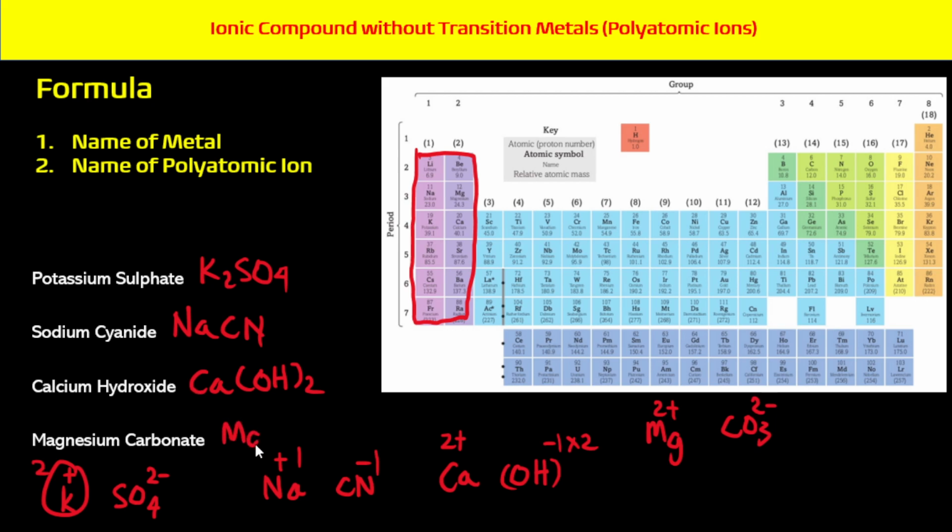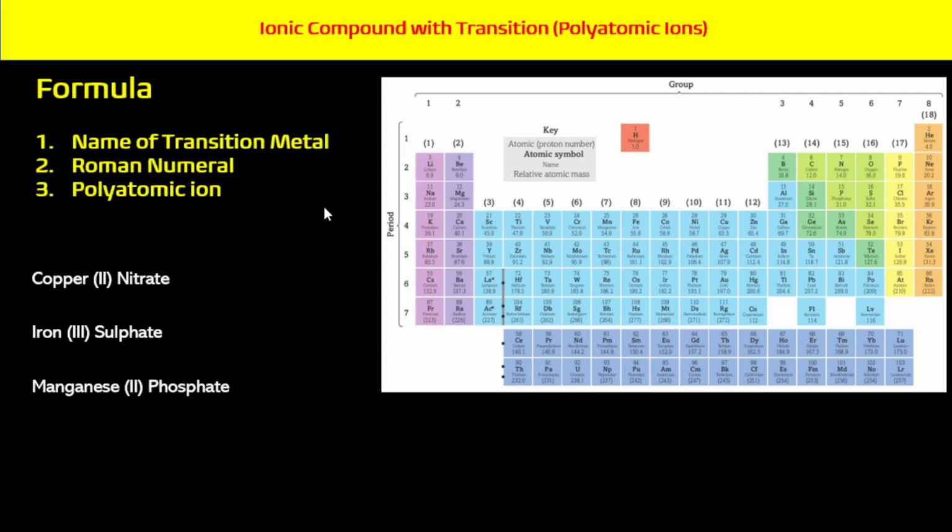So your formula would be MgCO3. You don't need to multiply anything. Now, if you look at this, you will notice that you definitely need to go back and study the polyatomic ions by heart, because if you don't, how else will you write it? Okay? Now, ionic compounds with transition metals and polyatomic ions.